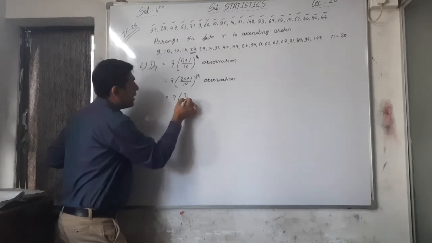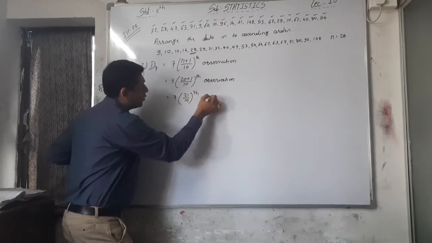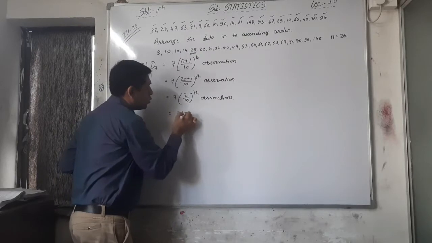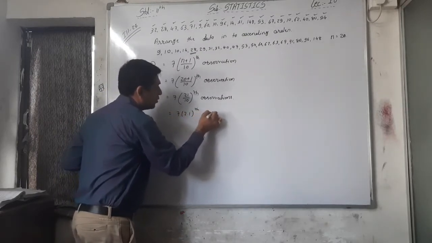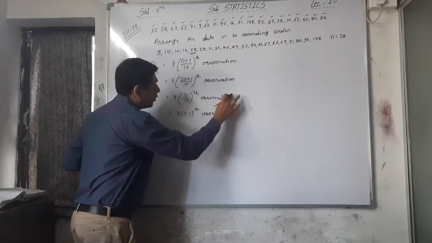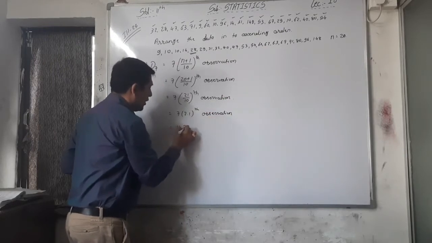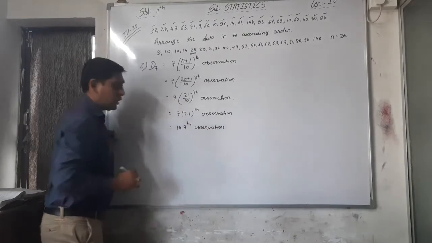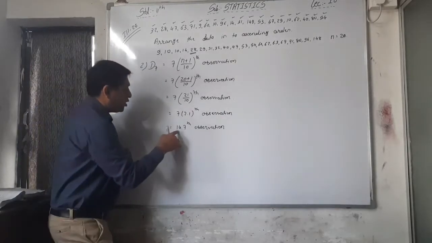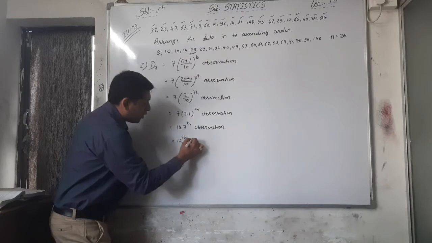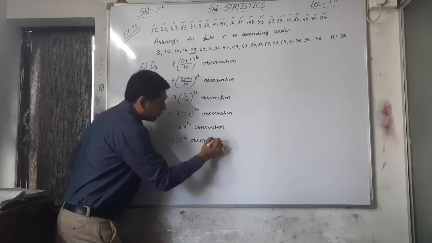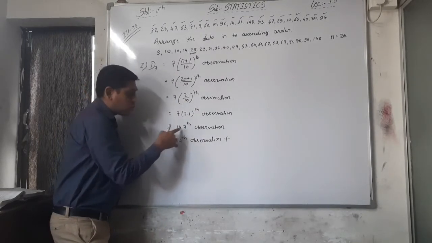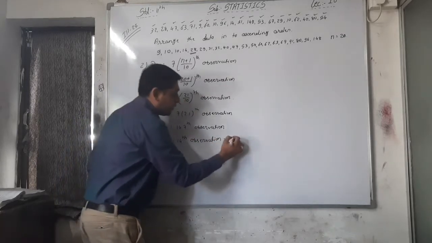7 into 21 by 10 observation, that is 7 into 2.1, which is the 14.7th observation. Again there is a point here, so you write this first: 14th observation plus what is the remaining here? 0.7. 14 is here, so the remaining is 0.7.